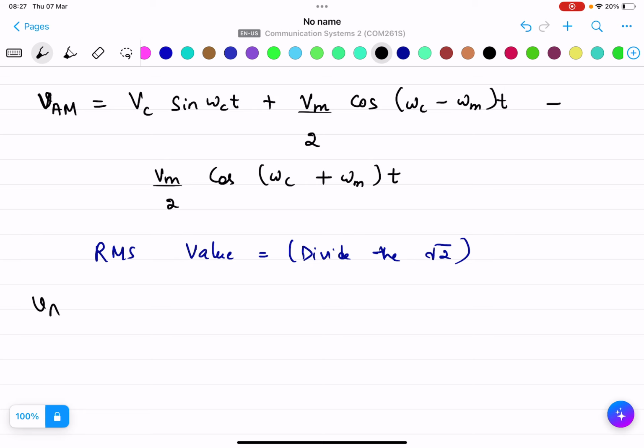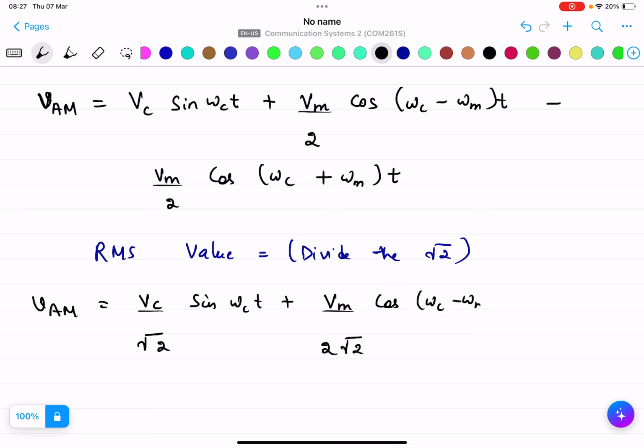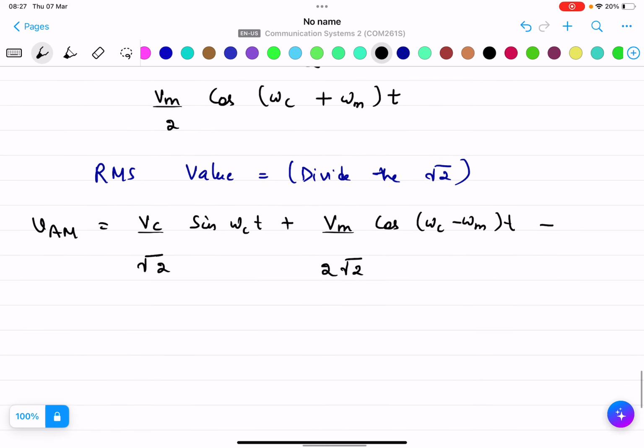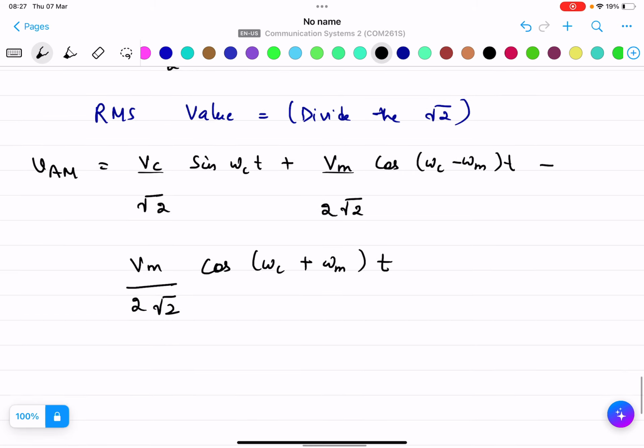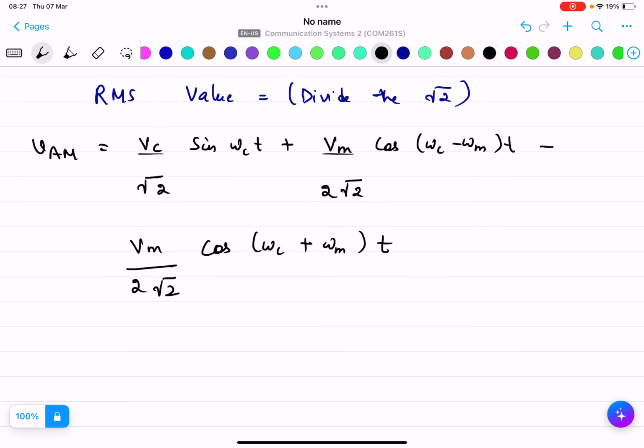So it will be VAM equals to Vc by root 2 sine omega ct plus Vm by 2 root 2 cos (omega c minus omega m)t minus Vm by 2 root 2 cos (omega c plus omega m)t, right? So this we have just divided it.